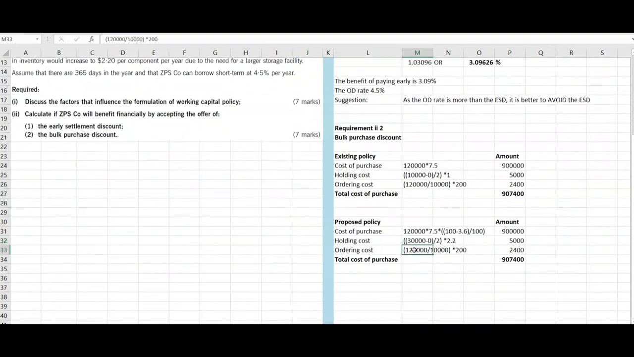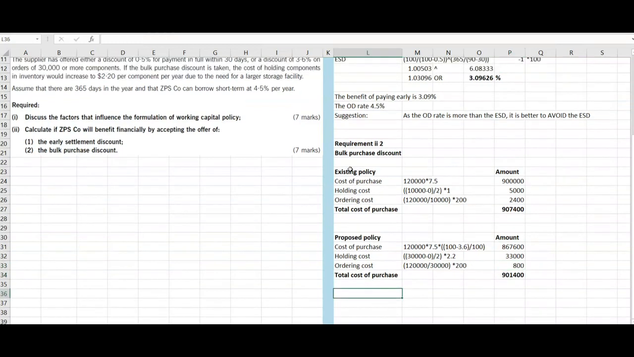The ordering will be 1,20,000 units in a year, but every time we buy 30,000, and the ordering cost is going to remain the same. So the numbers are going to change now. We'll work out those numbers. So we'll start. The first number is this. The second number is going to be this. And the third number is going to be. So we got the new cost.